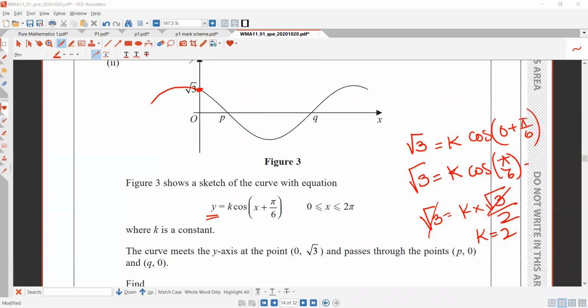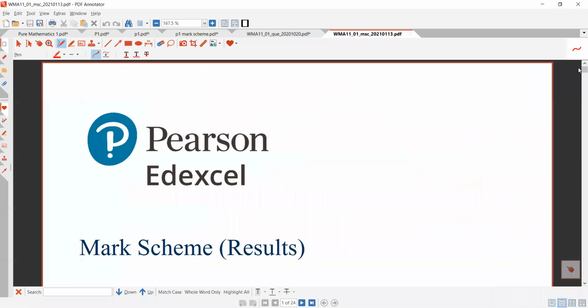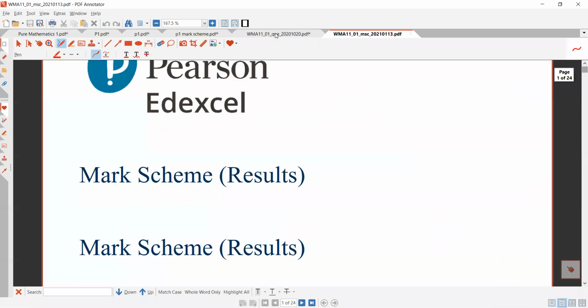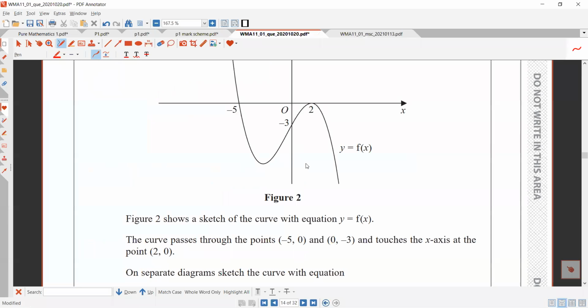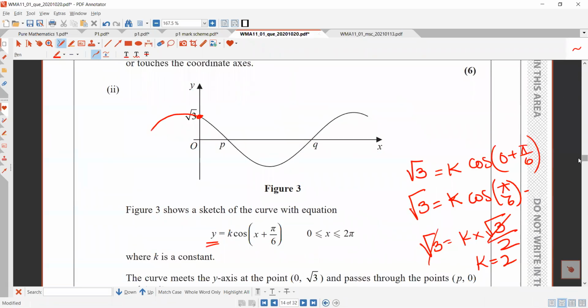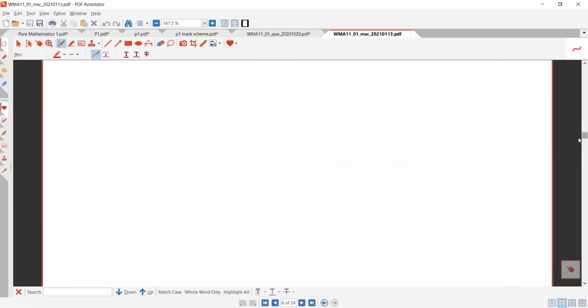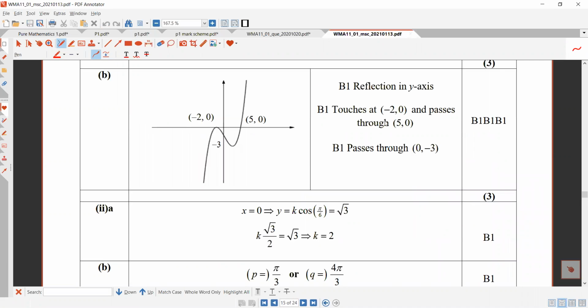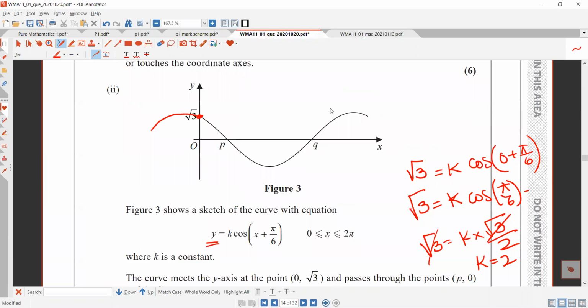Let me see the mark scheme. Which question number? Question number 5. Yes. Perfect. So everybody is clear with this doubt? Everyone, yes. Cool.